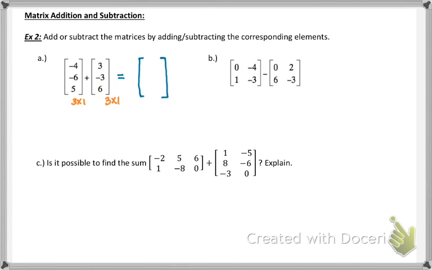-4 plus 3 is -1. -6 plus -3 is -9. 5 plus 6 is 11. And here's my matrix. That's all. You're just adding or subtracting the corresponding elements of the matrices.